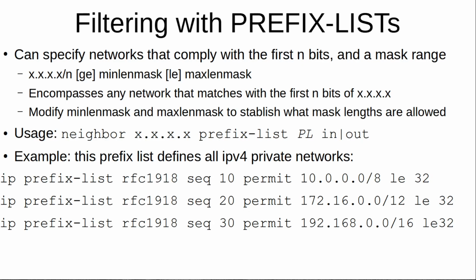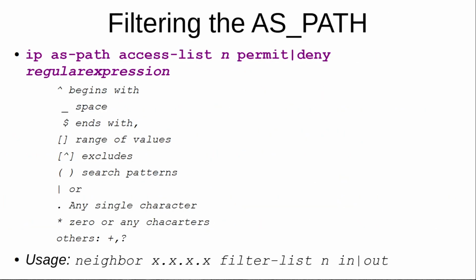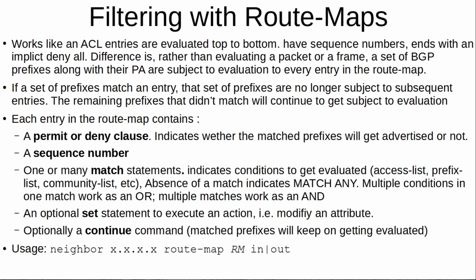With a prefix list, you can define networks that comply with the first n bits, and then you can establish a mask range. Use the prefix-list command in order to use this. And you can also filter the AS path using regular expressions. And you can also use route maps.